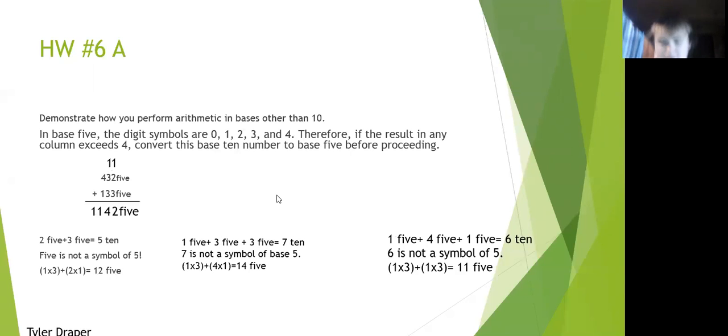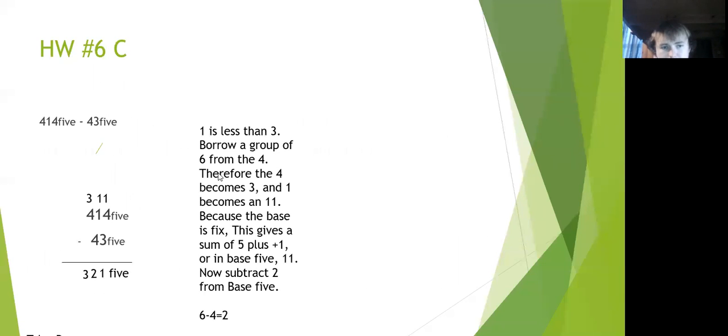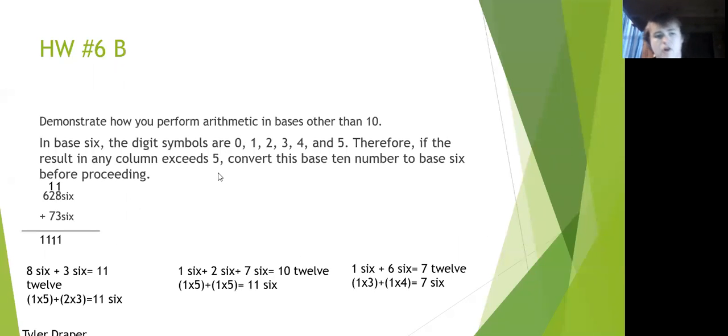Okay, let's get to our next problem here. Homework number 6B. Demonstrate how you perform arithmetic in bases other than 10. In base 6, the digit symbols are 0, 1, 2, 3, 4, and 5. Therefore, if the result in any column exceeds 5, convert this base 10 number to base 6 before proceeding.